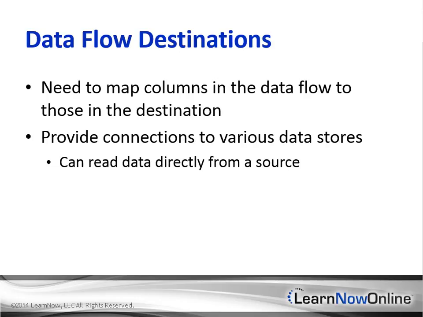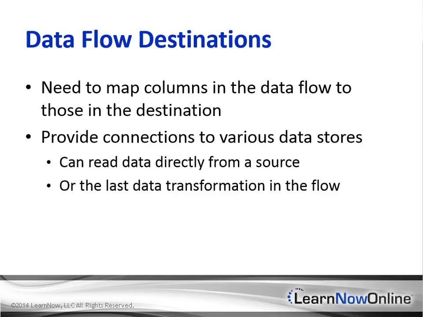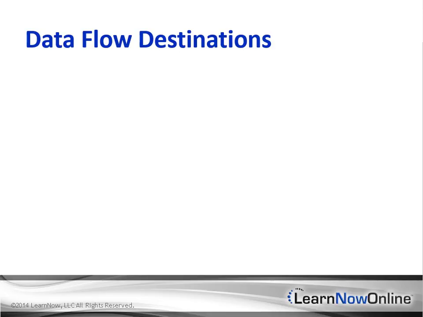A data flow destination component reads data from either a data flow source directly, which is just about the simplest useful data flow that you can have, or the last data flow transformation in the flow, receiving the data in columns from the data flow pipeline. Some destinations require the use of a connection manager, just as data flow sources do. There's a number of data flow destination types that you can use, and these are all found in the Data Flow Destination section of the toolbox with the Data Flow Designer selected.